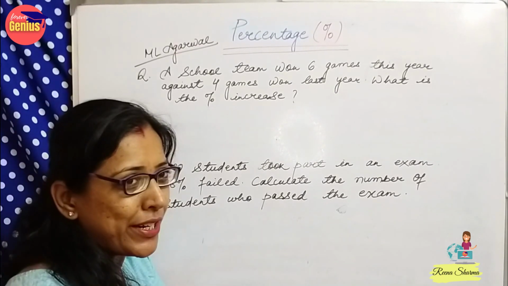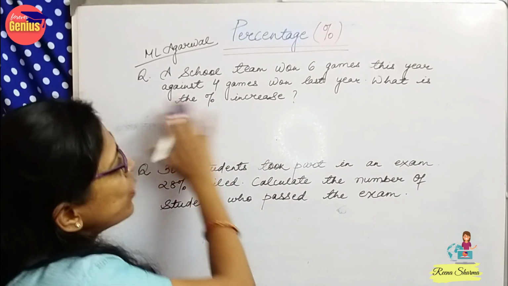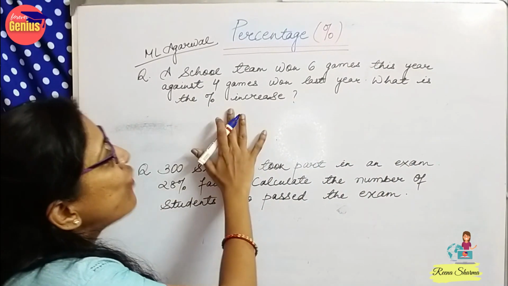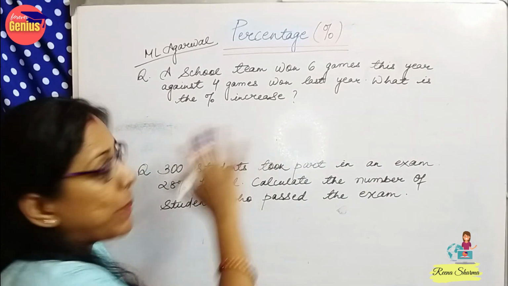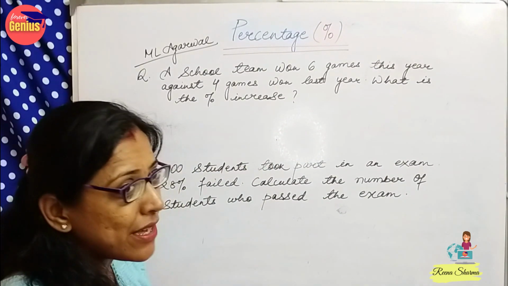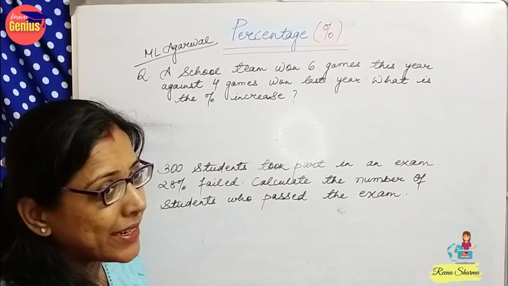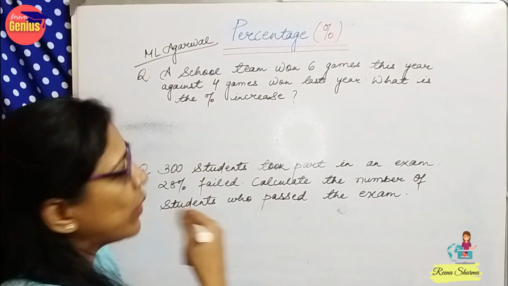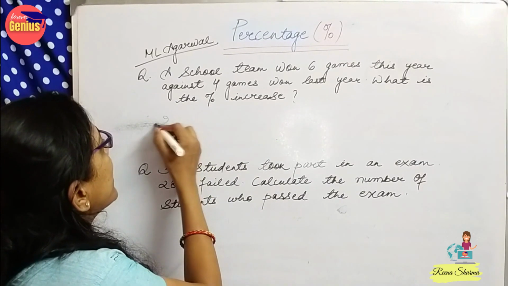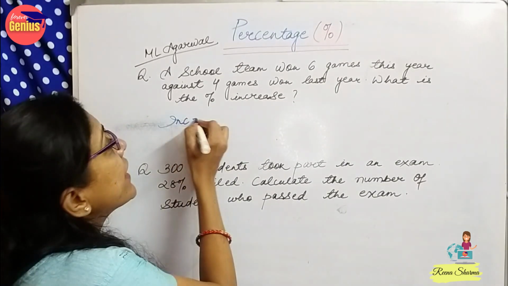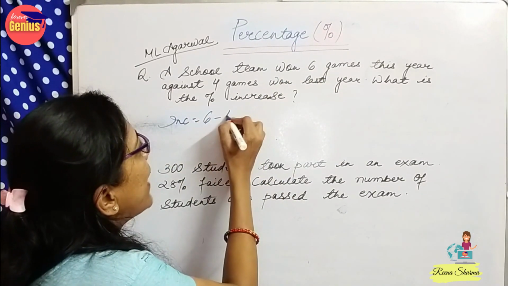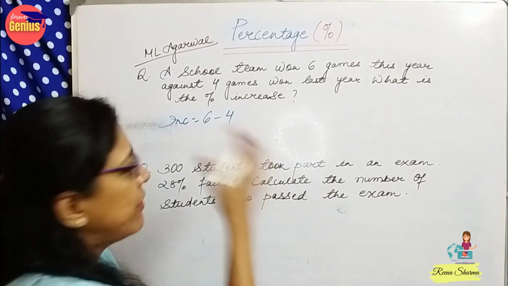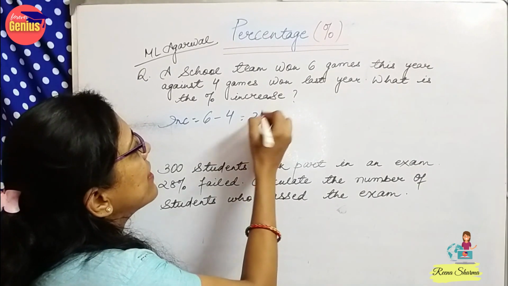So the question is, a school team won 6 games this year against 4 games won last year. What is the percentage increase? We did the formula for percentage increase and decrease. Do you remember the formula? Yes. First find out what is the increase. Increase is equal to 6 minus 4. Don't take straight away 6 or 4. We have to find out the difference.